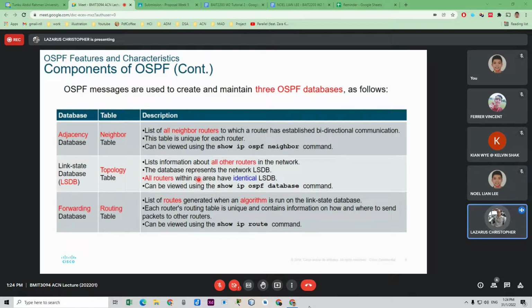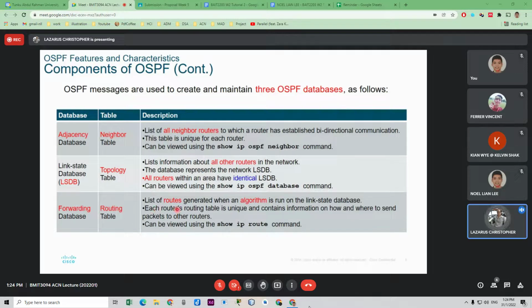So the database represents the network link state database. All routers within the area have an identical database. That means the topology will be seen as the same from any of the routers participating. You can look at this table by typing this command: show ip ospf database. And then we have the forwarding database, and this is the routing table itself, which contains routing entries.